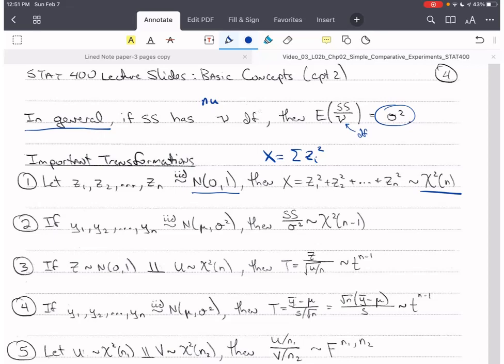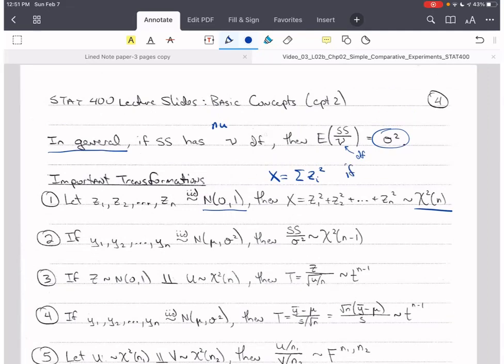Why? Because if Z is a standard normal distribution, then Z squared has a chi-squared with 1. And then if we sum chi-squared distributions, then we add up their degrees of freedom. So there's 1 here, up to 1 here, and so there's n of those. That makes the degrees of freedom n.